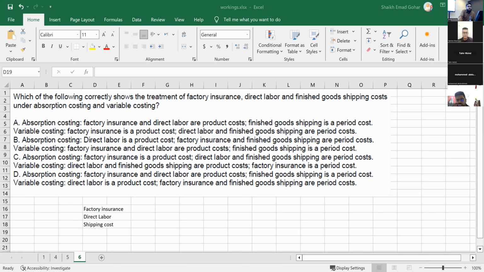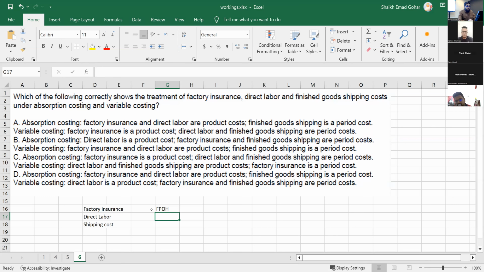So my friends, the first thing you need to identify is what factory insurance is. Remember, insurance is a fixed cost, a fixed overhead. And insurance relating to the factory means this is fixed production overhead. You got the story. If insurance is relating to the admin building, it will be fixed admin overhead. But right now it is fixed production overhead.